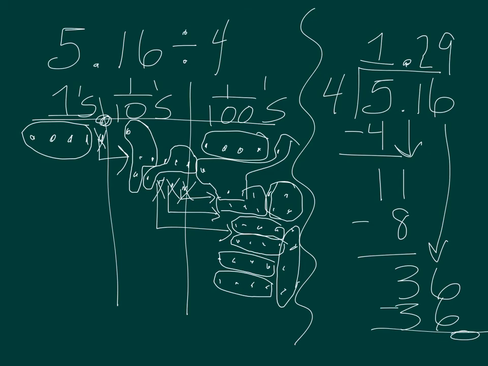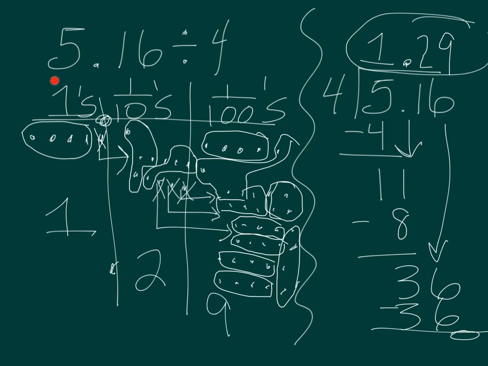So 5 and 16/100ths divided by 4 is 1 and 29/100ths. There's my answer there. Okay, I made 1 group here, I made 2 groups here, and I made 9 groups here. So you could see it both on the place value chart, okay, and using the standard algorithm.